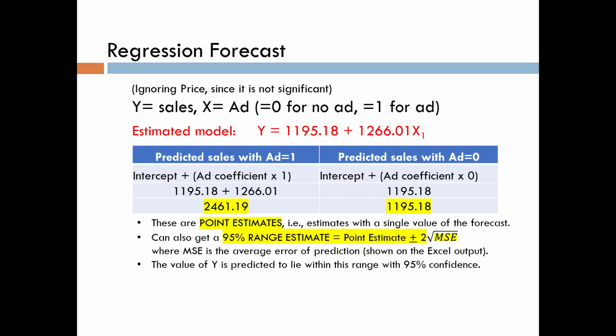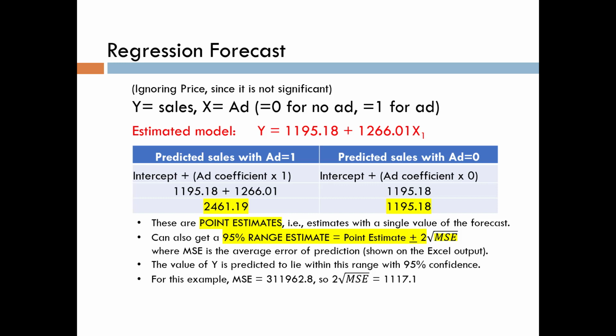Now these are called point estimates because they provide a single value for the forecast. But because the regression line does not fit the data perfectly, remember it only explains 48% of the variation in sales, sales may be higher or lower than predicted. So we can hedge our bets and get a range of values within which the actual sales will lie 95% of the time. This range of values is calculated as the point estimate value plus or minus 2 times the square root of the mean squared error.